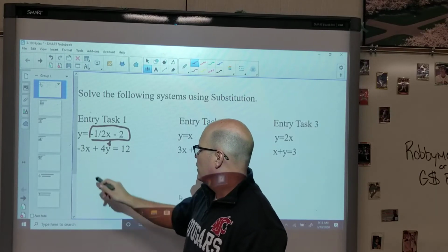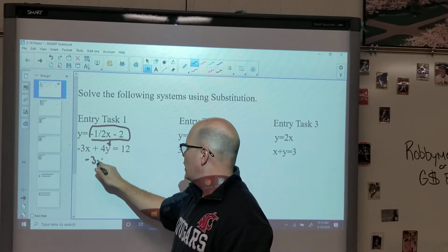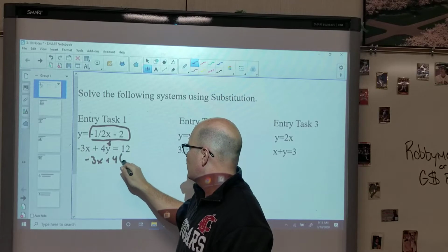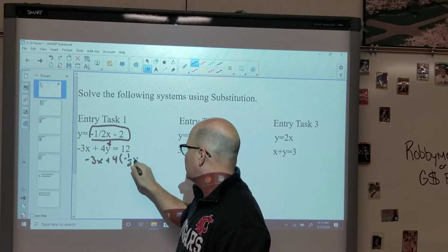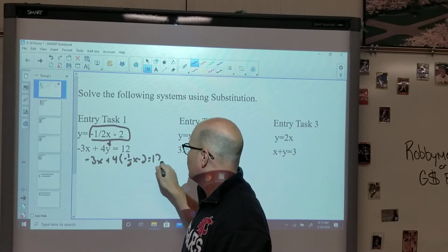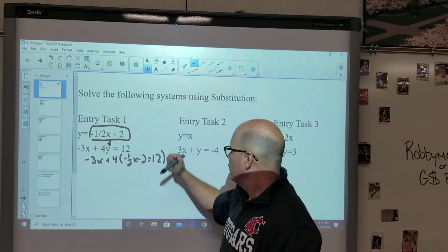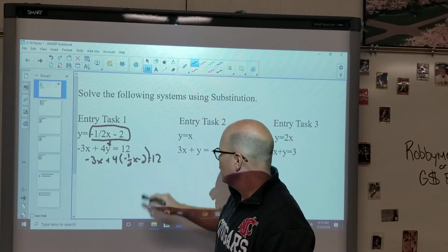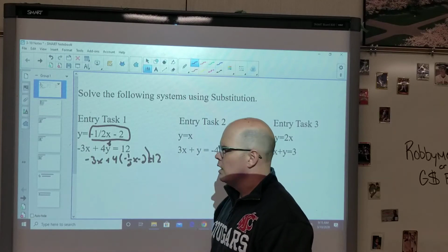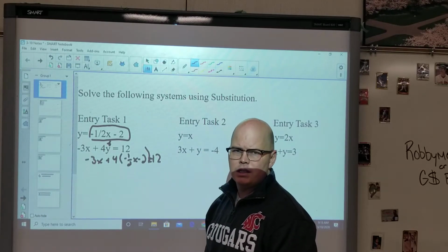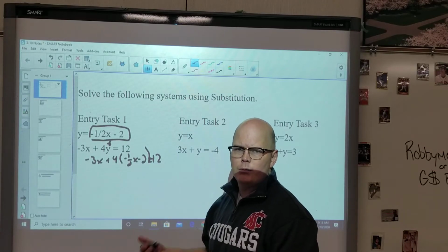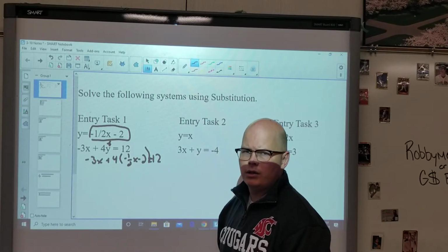So what I end up with then is negative 3x plus 4 parentheses negative 1/2 x minus 2 equals 12. Okay? And then I'm just going to, whoops, I don't need my parentheses there, I need it right there. Okay, equals 12. Now that I'm at that stage, I'm going to distribute, I'm going to combine, I'm going to isolate, and then I'm going to solve.